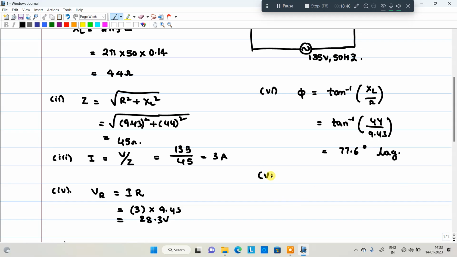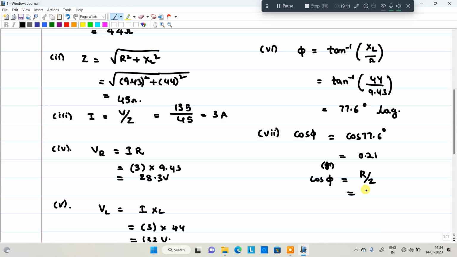Next one, seventh. What is the seventh bit? Power factor cos phi. You know phi value is 77.6, cos 77.6 degrees is equivalent to 0.21. Otherwise you can use the formula cos phi is equal to R by Z. Resistance is 9.43, impedance is 45. That is also 0.21 only. It is a lagging power factor. Okay, both are the same. I gave both methods.